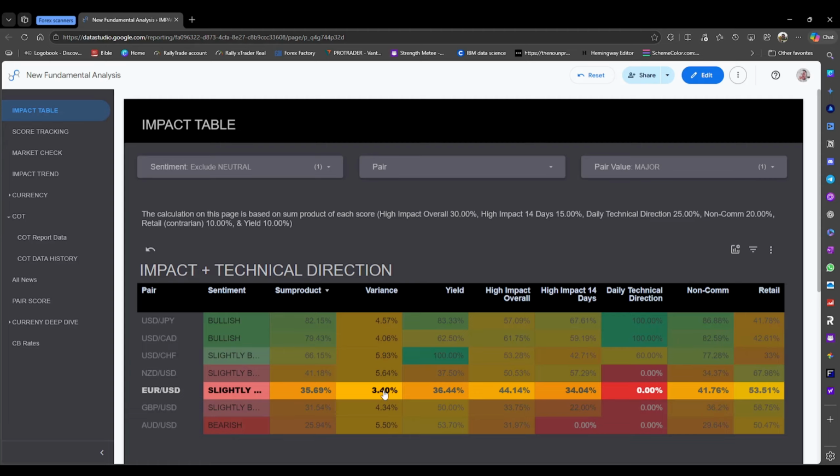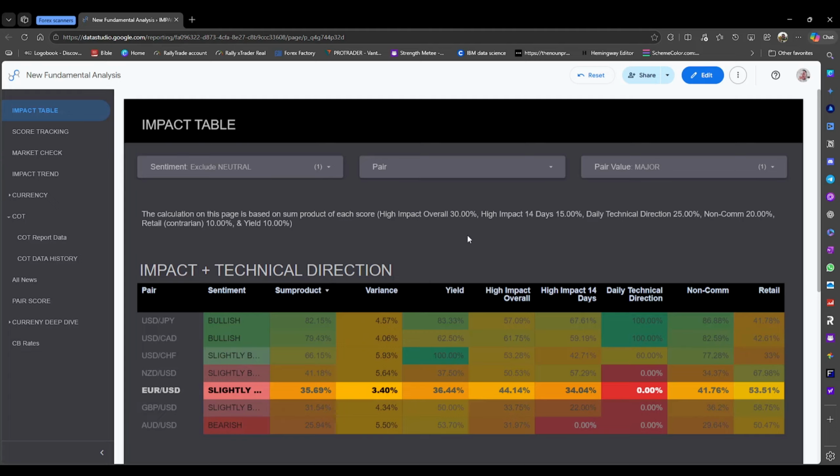And if you look at it, that is how this sum product comes about, telling me that the market is more towards the downside for the euro against the US dollar. The variance, on the other hand, is quite neutral, meaning that the data, the yield, the impact data, the technical direction, the non-commercial direction, and the retail trade contracts are not far from each other. That is basically what the variance means.